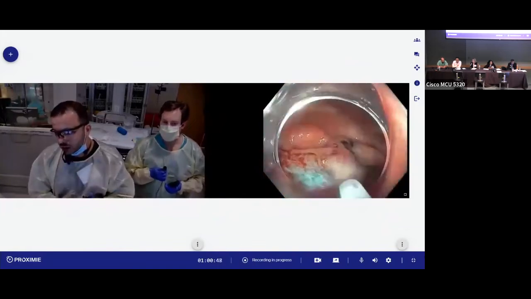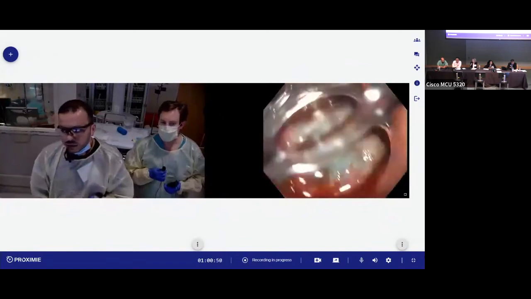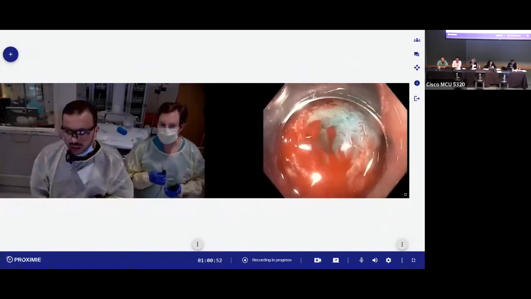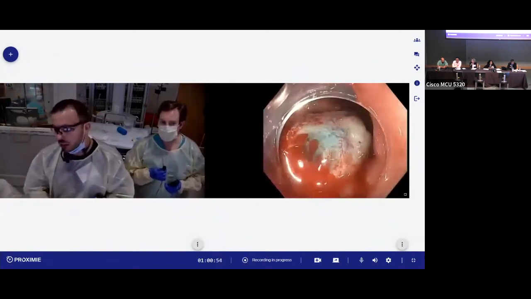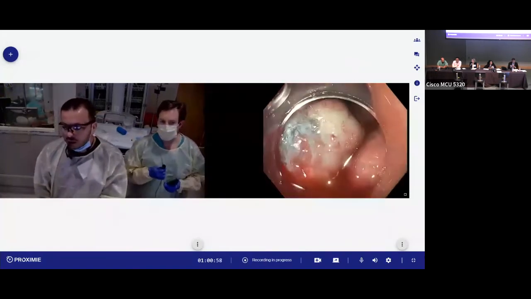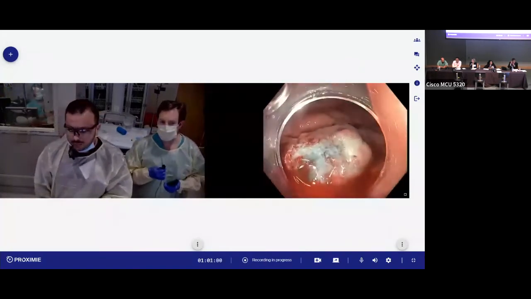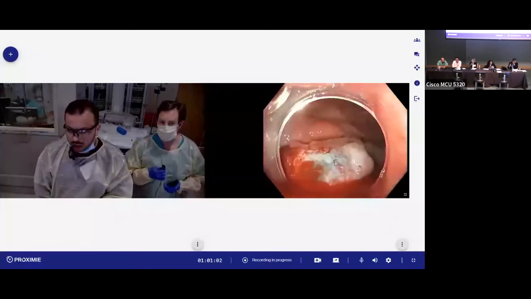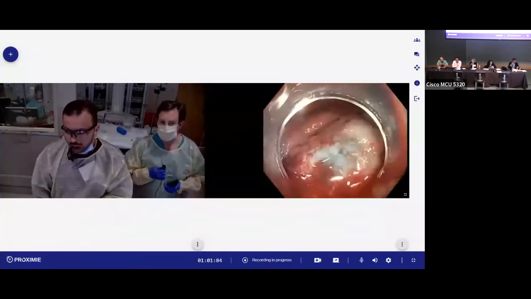Now needle back. This is all fibrosis here, as you can see in the submucosa. Go ahead and use a snare. Just patiently and slowly getting this lesion out.